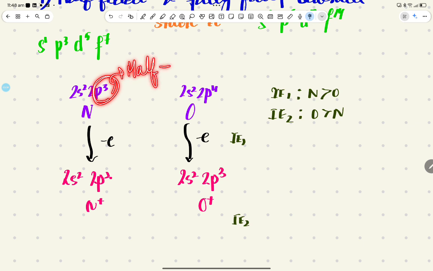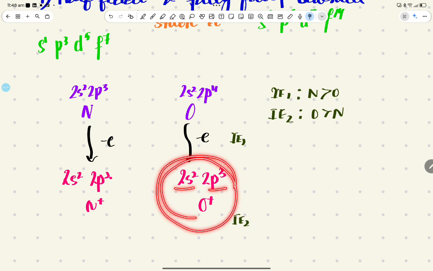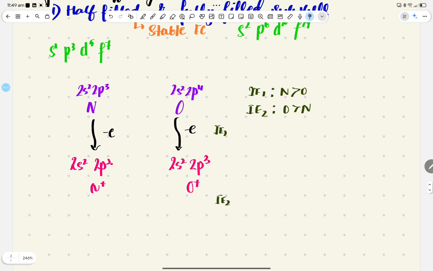Now here 2p3 is half filled, which means it's more stable, and 2p4 is less stable, which means the ionization energy required in nitrogen will be more, because it's more stable. We'll need more energy in this case to get the electron out of the atom. After getting this electron out, we'll have 2s2, 2p2 and 2s2, 2p3. Now here O positive is more stable, which means more energy will be required in this case. So the ionization energy too will be more in the case of oxygen's second ionization, and the ionization energy required in the first case will be more in nitrogen.